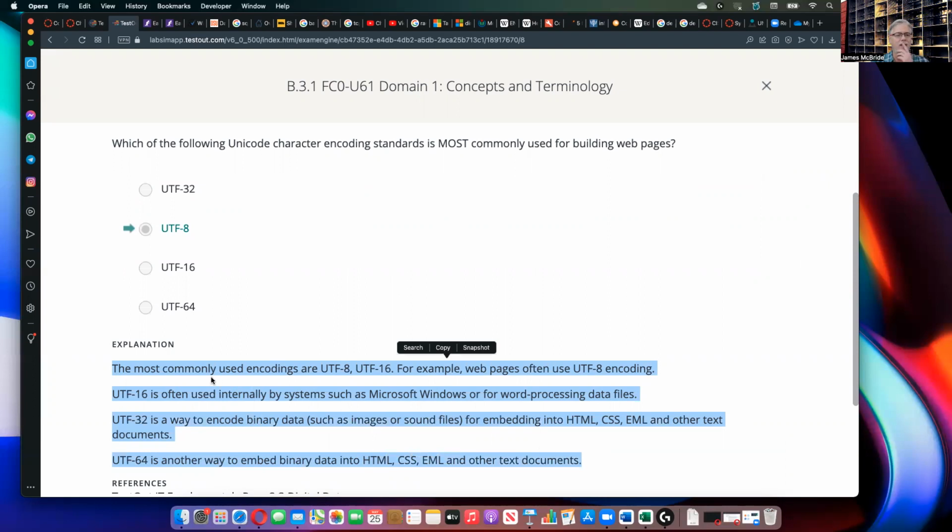And you would read that and go, well, I kind of guessed. So UTF-16 is often used for internal systems like Microsoft Windows. 32 is a way to encode binary data such as images and sound. Okay, so UTF-32, images and sound. 64, embedded binary for HTML, CSS, okay, and other text documents. So that's another way to do that, but the most common way is 8, right? I'm trying to learn that information because I don't really know it.